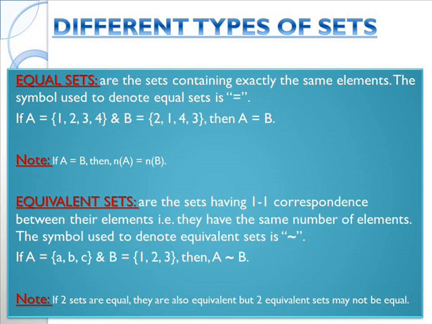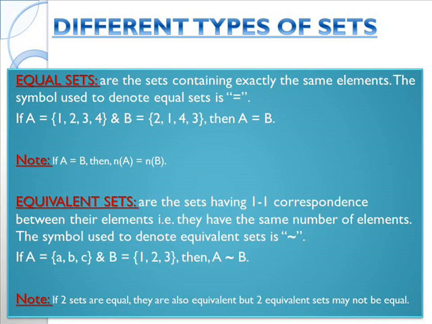These are the sets having one-to-one correspondence between their elements, that is, they have the same number of elements, and it is not necessary for the elements to be same. We have A is equal to {a, b, c} and B is equal to {1, 2, 3}. As the number of elements are same, so A is equivalent to B.